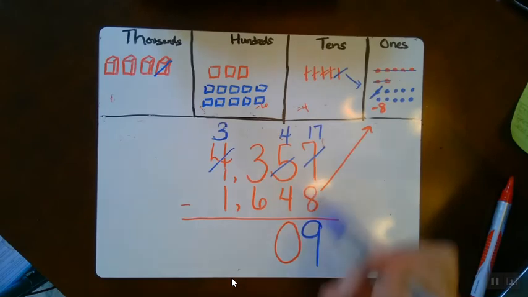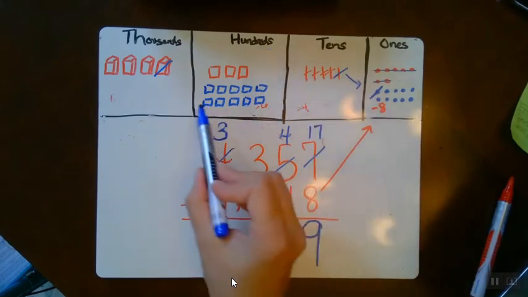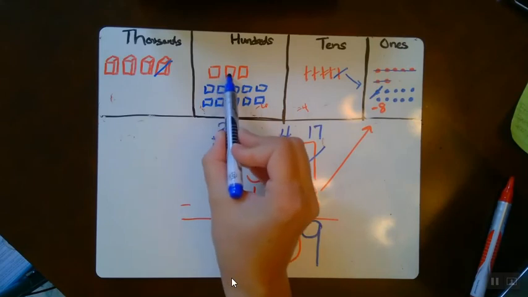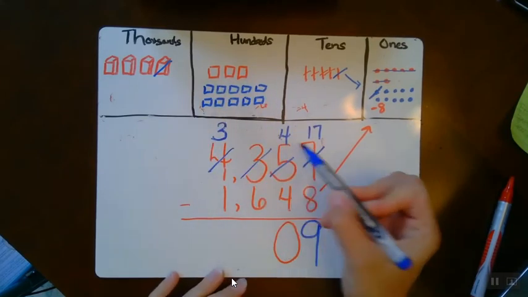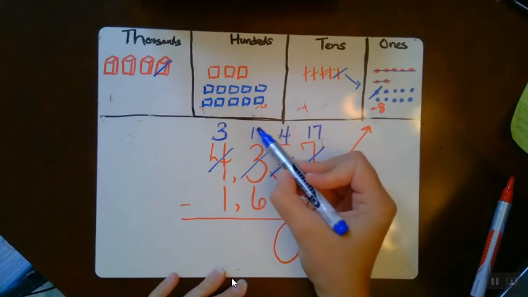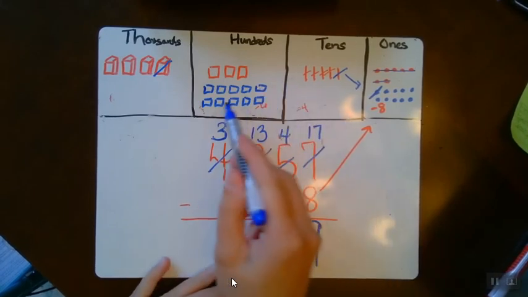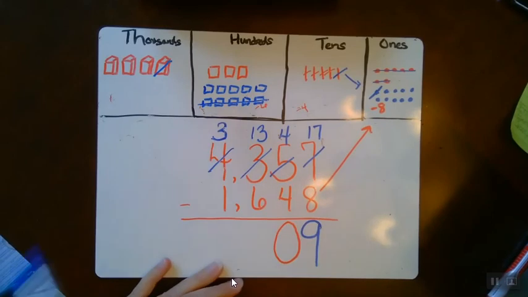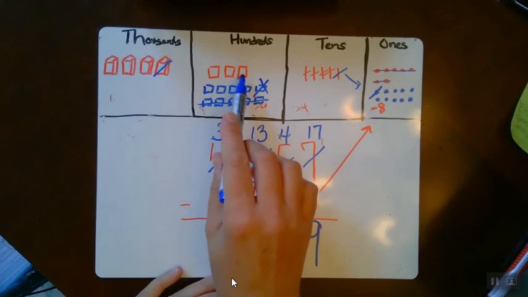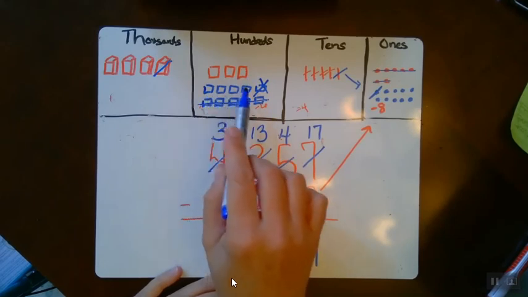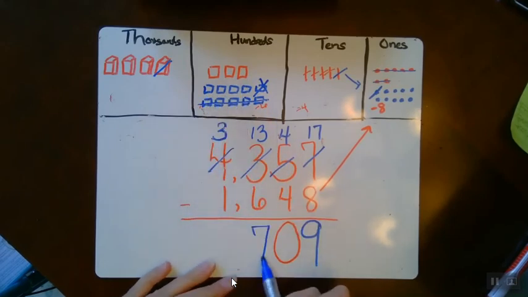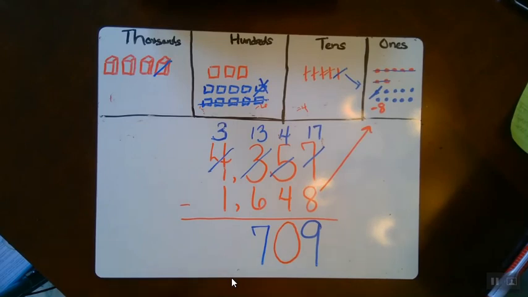So now I'm going to go over here to my hundreds column and I have 5, 10, 11, 12, 13, which is why I'm crossing out that 3, and I'm going to now change it to 13. Great. Now I can take 6 away. If I take 6 away, I'm going to take a whole row of 5 plus one more. That's going to leave me with the 3 I started with, 4, 5, 6, 7. That means I have 7 hundreds in my hundreds column.